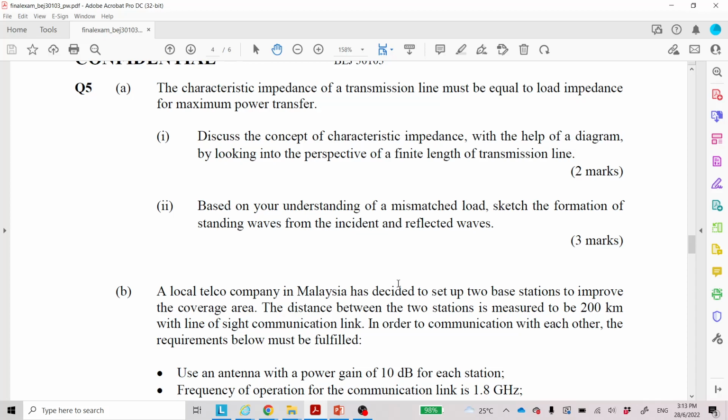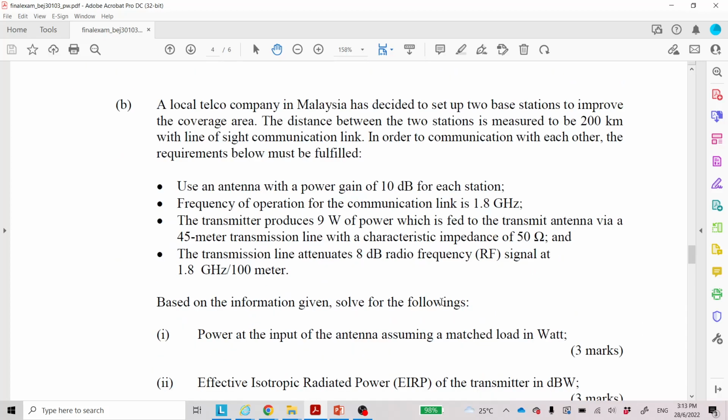Again, this is the picture in the notes. You can see the picture of the incident wave, the reflected wave, and there's a standing wave. So you need to sketch three of them: the incident wave from the source to the load, the reflected wave from the load to the source, and the third wave is going to be the standing wave. And question B. So this is the question that we want to.